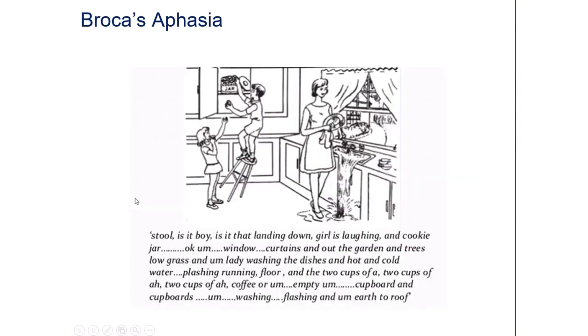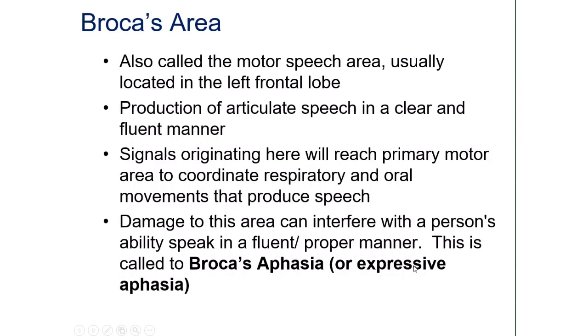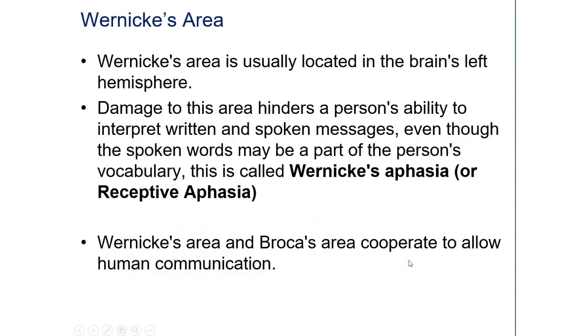Okay, so if you damage the Broca's area, you have trouble expressing yourself, and if you damage the Wernicke's area, then you have trouble understanding, right? Receiving what other people are saying to you, or what's written on a piece of paper. So both Wernicke's area and Broca's area will work together to allow human communication.